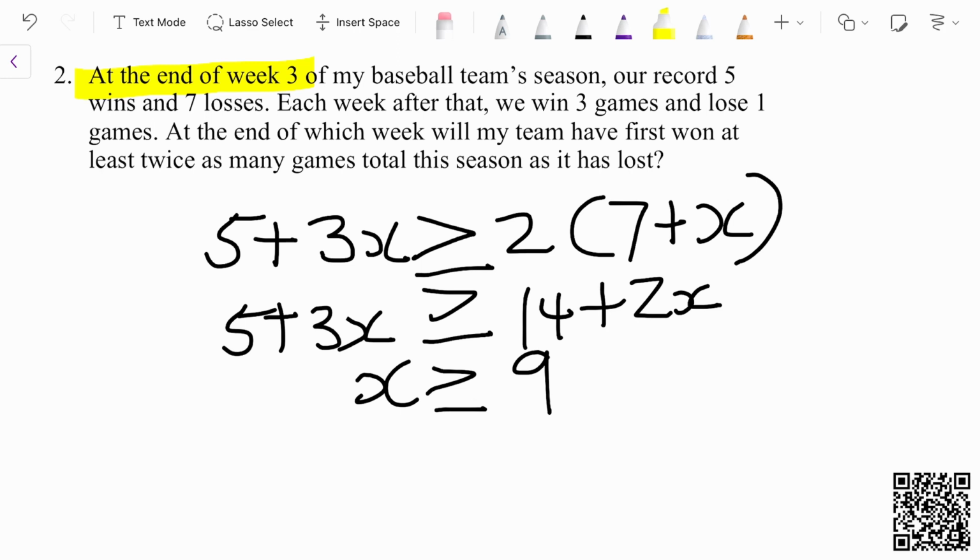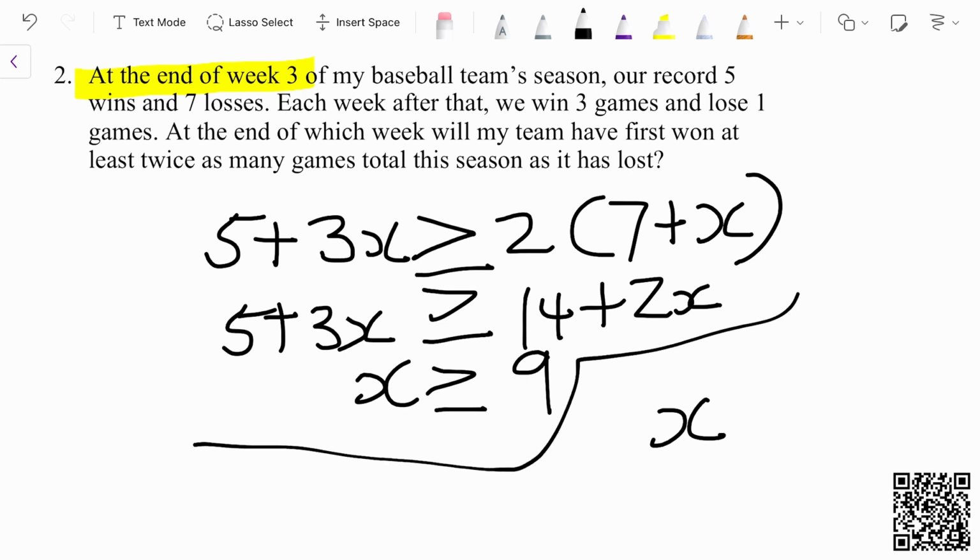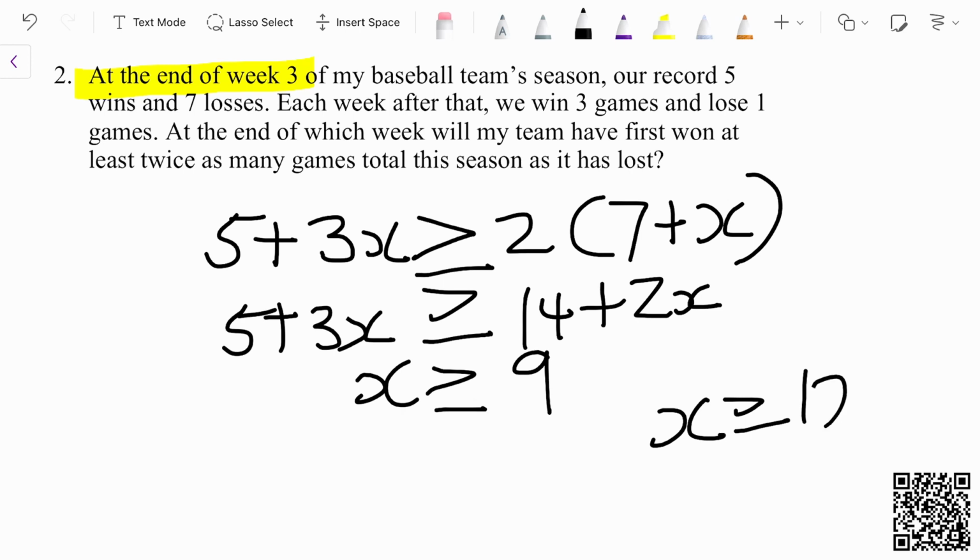But that means that the 5 and the 7 aren't counted into x yet. So you have to add another 3 onto x, so that the correct answer would be the real answer. The answer of this is x is greater than or equal to 9. But the answer to the word problem would be x is greater than or equal to 12. So just be mindful of that.